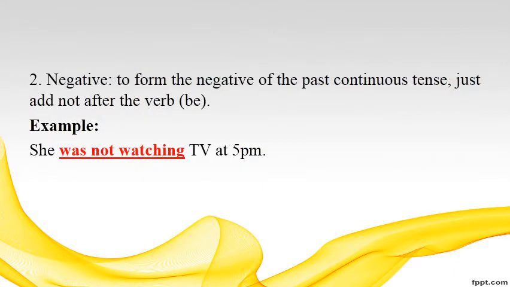In order to form the negative of the past continuous tense, we just have to add not after the verb to be, without changing or adding anything else. Not do, not did, nothing more. Just add not in the middle between the verb to be and the main verb. Like, she was not watching TV at 5 p.m. Was not watching.